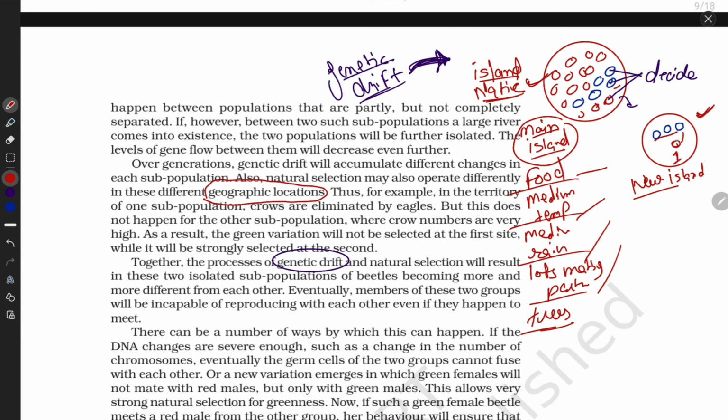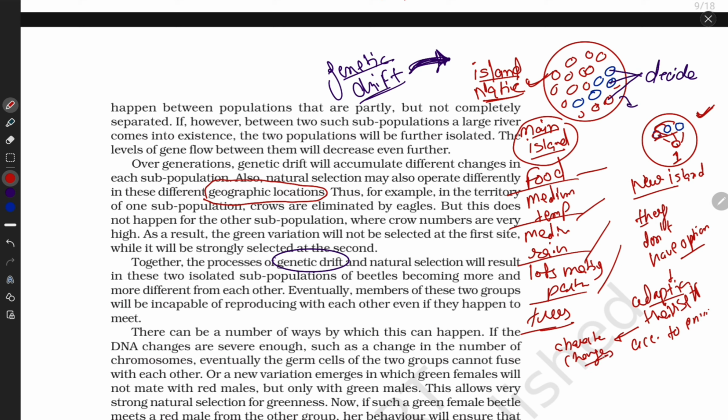What did they do? They mate with this one, and this one mates with that one, because they don't have an option. After reaching the new island, they don't have any option. Limited food, whatever there is, whatever temperature, summer, winter, high heat, high cold, they adapt themselves according to the environment, and during adaptation, their characters change. And these characters form different species. Okay, this is genetic drift, but part of speciation.